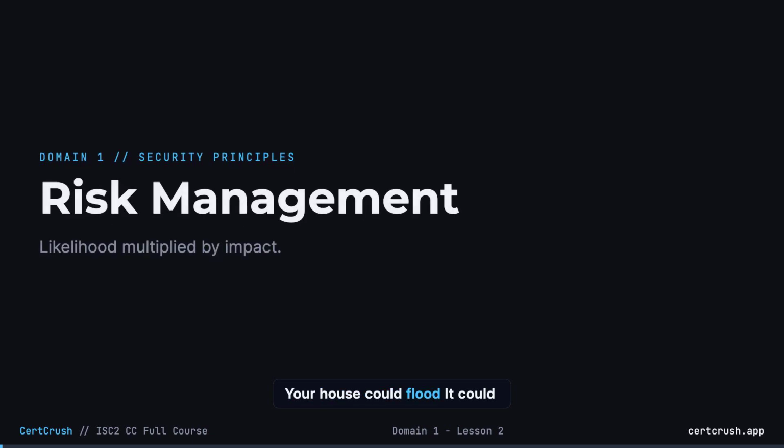Your house could flood. It could be burgled. It could catch fire. You cannot fully stop all three, and you do not have unlimited money. So which one do you protect against first? If you paused on that question, good, because answering it is exactly what risk management is, and the exam loves it.